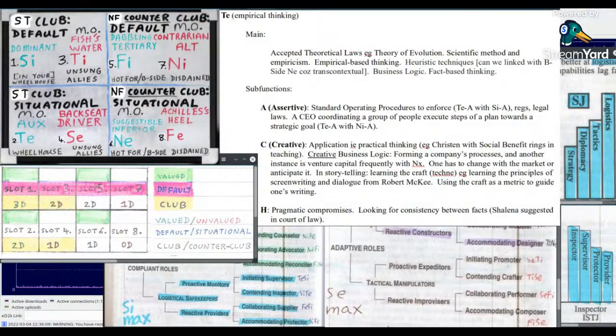Oh, I've made a mistake. What I should have done is highlighted these, but you can mentally do it. Look, TE there and TE there. That should be highlighted. And also, this should be highlighted here. SITE. So, this is the predisposed role, the contending inspector.